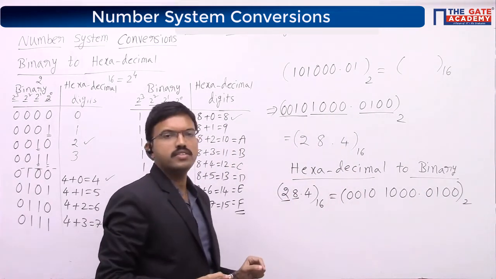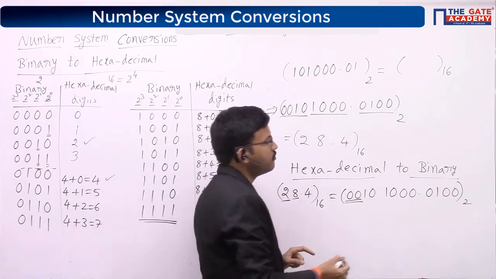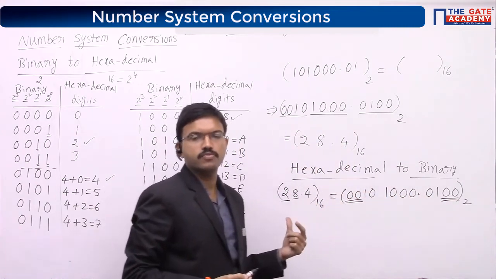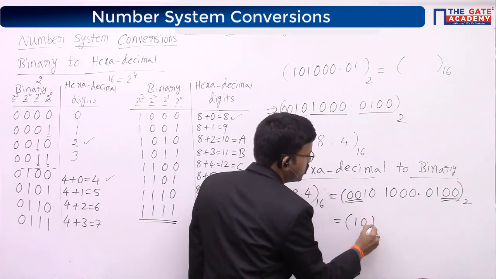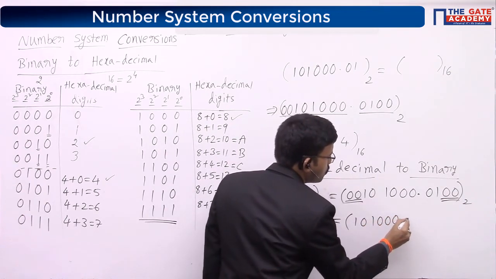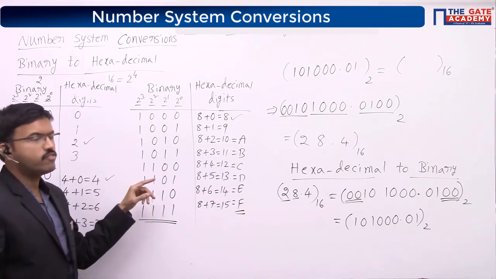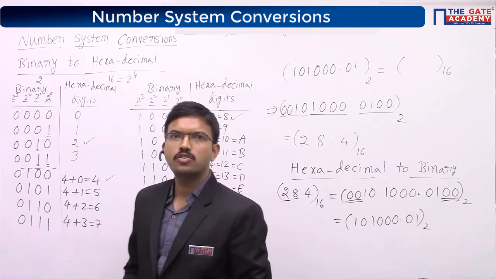After doing this, if you get zeros on the leftmost side of the integer part, or on the rightmost side of the fractional part, those zeros you can remove, as they are insignificant. So here you will get 101000.01 base 2. Okay, so in this way we can do the conversion of binary to hexadecimal and hexadecimal to binary. Two conversions are pending.